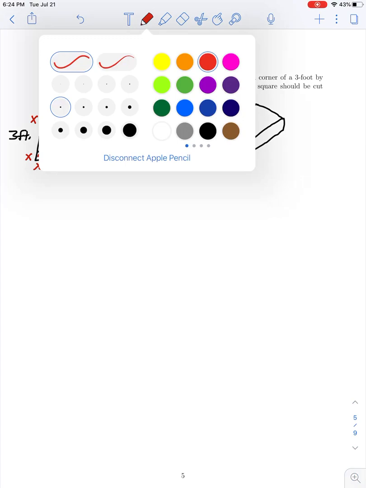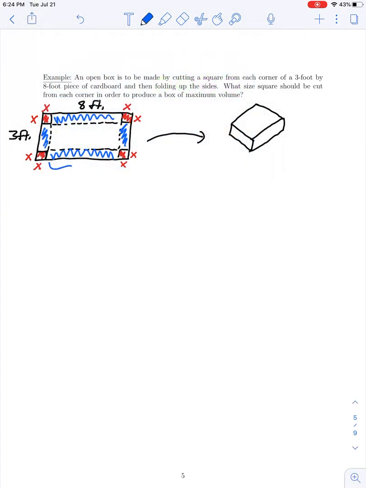So the remaining length for the side of our box, well, the total length along the bottom edge was 8 feet, and we've cut off x feet from both sides. So we would have 8 minus 2 times x feet. Or for these other two sides, well, the total length along that side was 3 feet. We cut x from each corner. So we've got 3 minus 2x. So here, the dimensions of our box are going to be 3 minus 2x. This longer side will be 8 minus 2x. And then the height of our box will be the length of one of these squares that we've cut out.